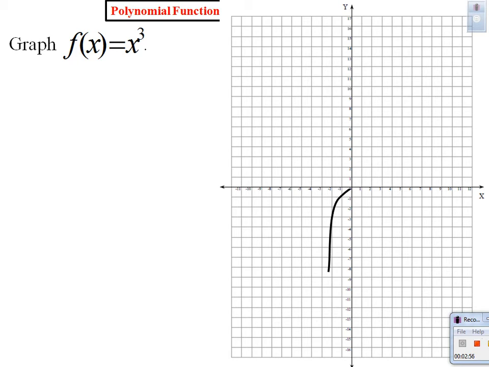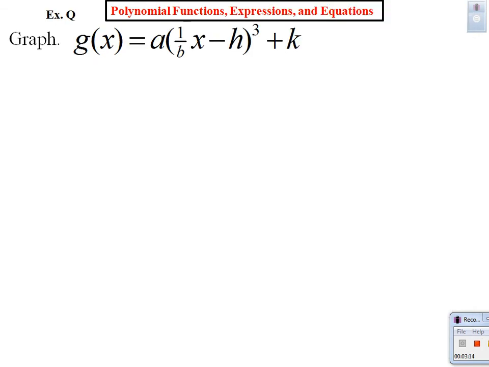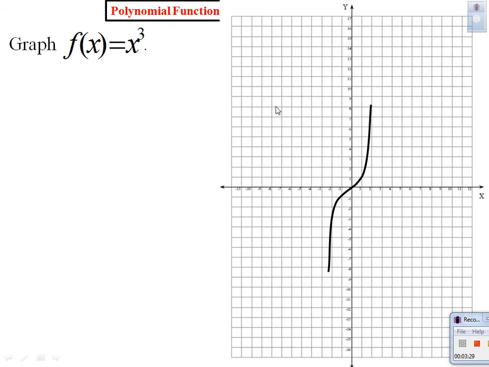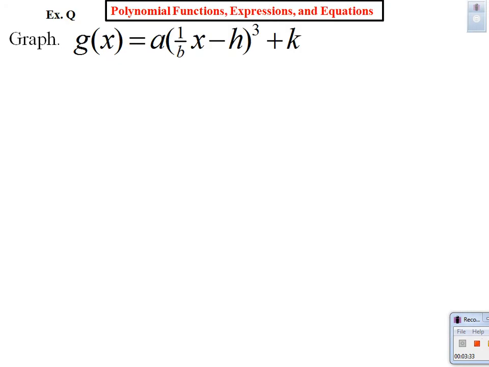But of course today I'm not giving you those values. Today I'm giving you values A, B, H, and K. Which means I need to replace this with the actual generic form. Ready? Here it goes. There it is: g(x) = a(1/b(x - h))³ + k. This is the general form of a cubic function. This is the same as this. You guys see it? This is the same as this.